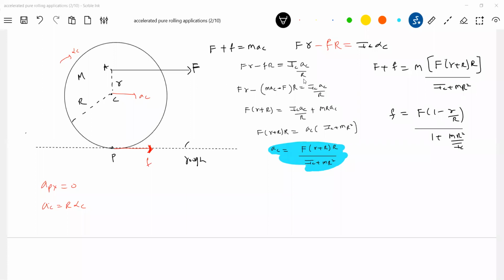Sir, capital F into MR minus IC by IC plus M capital R square. I'll write in order. Tell me first only the numerator. F into capital F into M into small r minus IC, whole divided by... Here one capital R will be there, no? Yes, sir, there will be capital R. Divided by IC plus M capital R square.